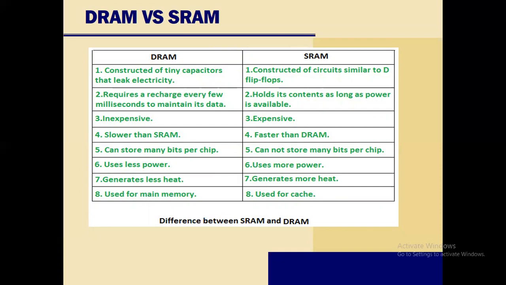On the other side, SRAM is constructed of circuits similar to a D flip-flop. Here we are using different types of flip-flops, of which one of the popular ones is the D flip-flop, and it holds its contents as long as power is available. It is expensive. It is faster than DRAM. It cannot store many bits per chip. It uses more power, generates more heat, and is used for the cache.